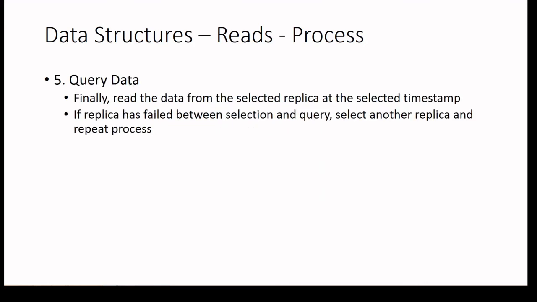The final step is to query the data. Now that you've got all of your bookkeeping done, your coordinator's up to date, presumably your data store's up to date, and you've got the correct data, now you can read the data. If something has happened and you've got a failure between the previous step and this step, then you simply try it again. You select a different replica and you repeat the whole process.